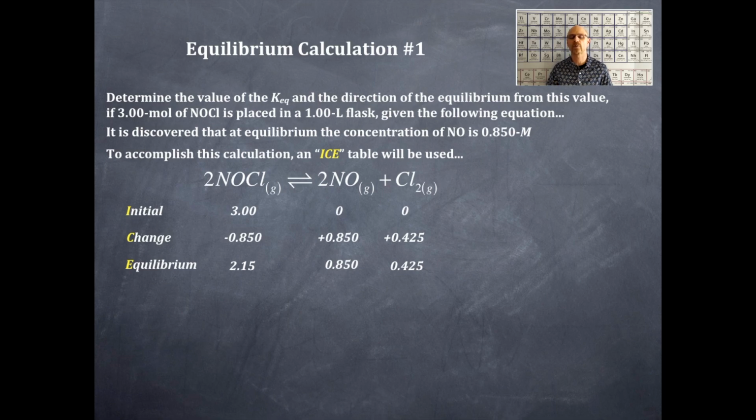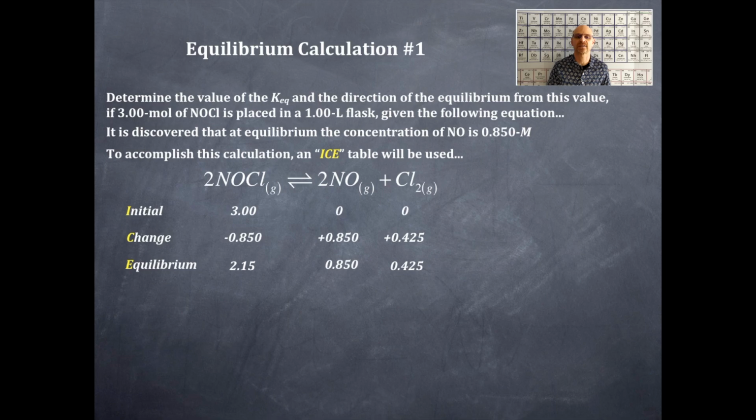the 0.425. So what I'm interested in is acquiring the equilibrium row, right? So the equilibrium row is the NOCl is 2.15, the NO is 0.850, and the Cl2 is 0.425. How did I get that?